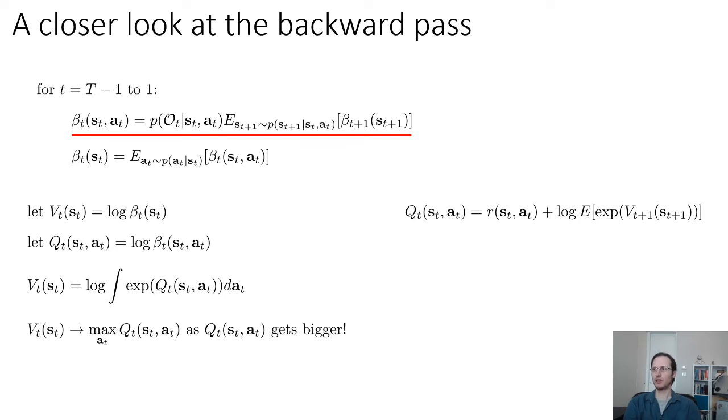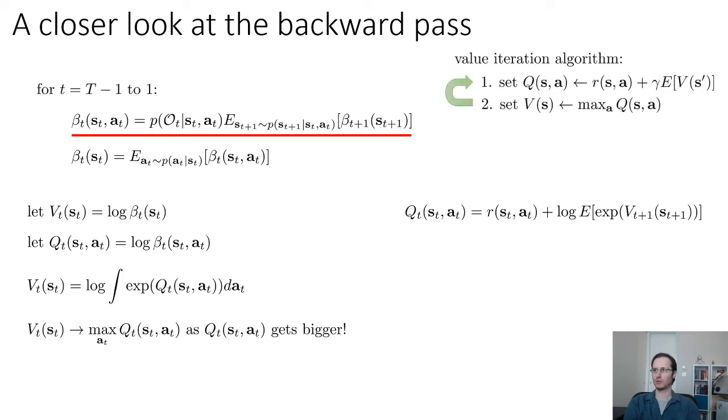Well, it turns out to be the case in the setting where the next state is a deterministic function of the current state and action. Because if the next state is a deterministic function of the current state and action, then the expected value only has one non-zero element in the sum, which means that the log and the exponent cancel out. So in the deterministic setting, it is exactly the Bellman equation.